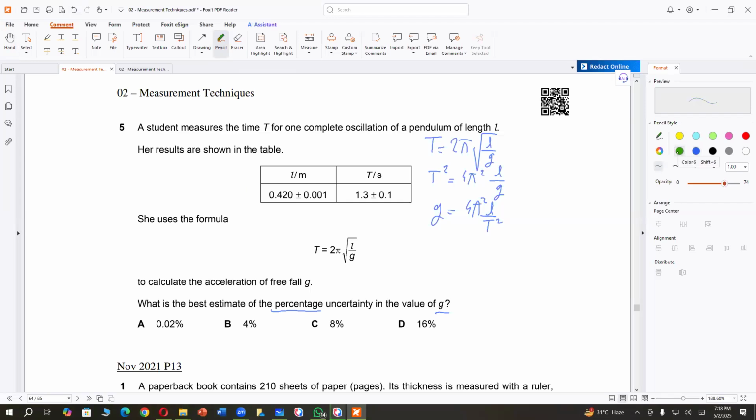So start the uncertainty rule. Delta G upon G, it's a percentage. I'm ignoring 4, I'm ignoring pi square because they are constant. It is delta L upon L plus 2 times delta T upon T, into 100.